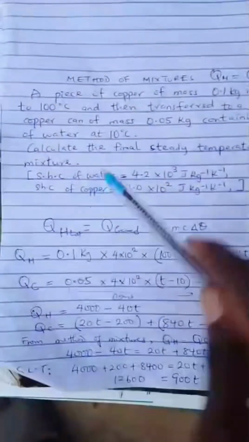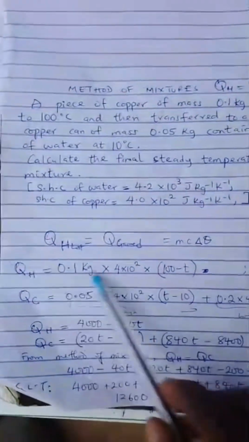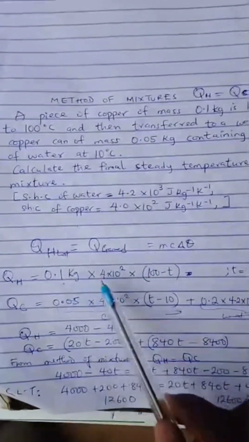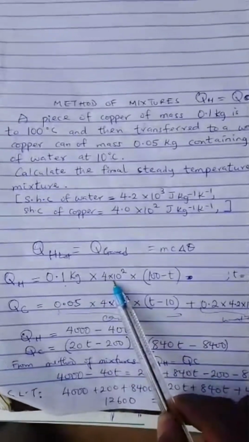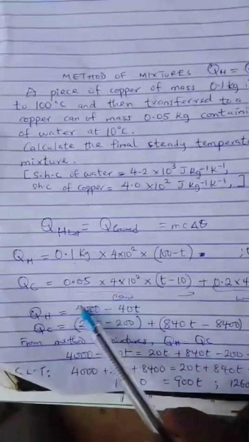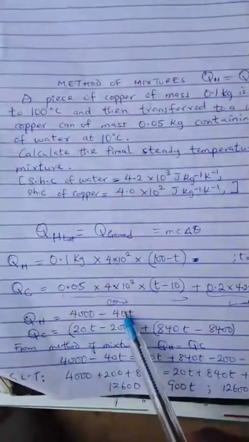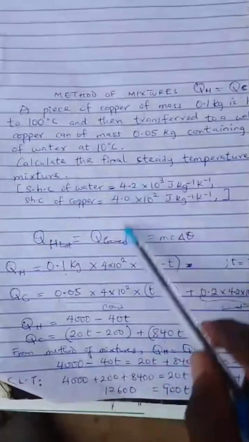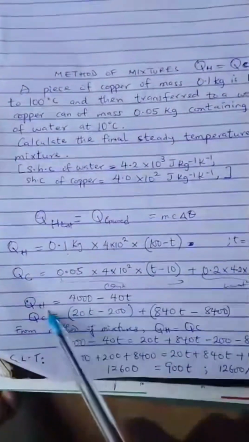So we have quantity of heat loss. Let's get the quantity of heat loss. The quantity of heat lost by the hot copper is basically the mass times the specific heat capacity of copper times the difference in temperature, which is equal to 4000 minus 40T, from 0.1 times 4, the specific heat capacity. So putting in those values, you get this for the quantity of heat lost.